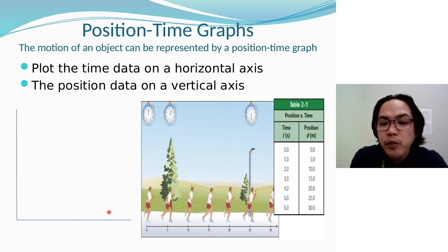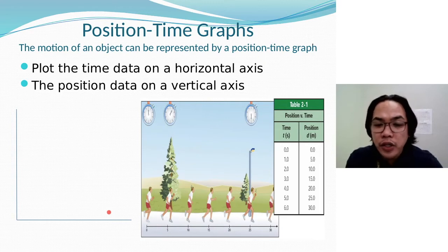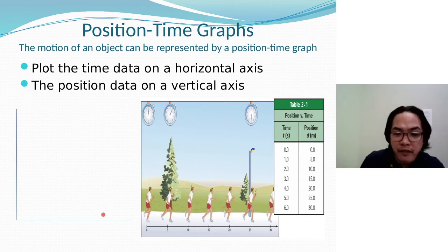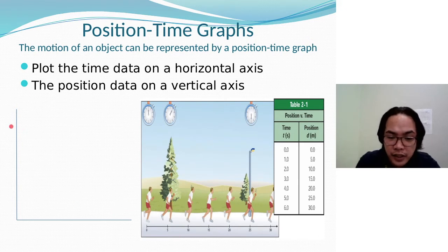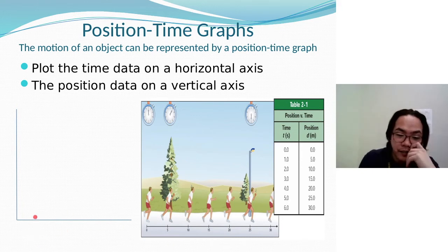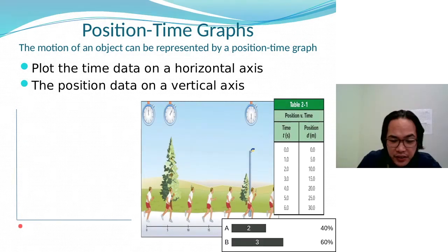Okay, so the graph that we will be focusing on today is the position time graph. The motion of an object or any moving object can be represented by a position time graph. In a position time graph, it is very important for you to understand that there are 2 axes. You have the vertical axis and you also have the horizontal axis. Is the horizontal axis X or Y? Horizontal axis is your X axis, while your vertical axis is your Y axis.